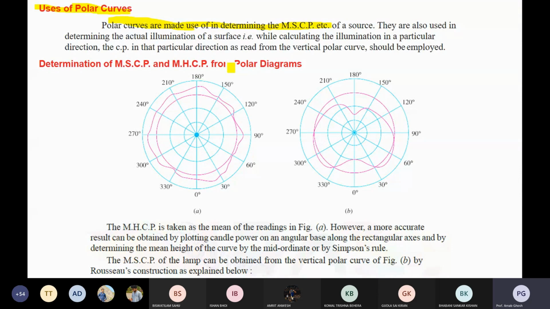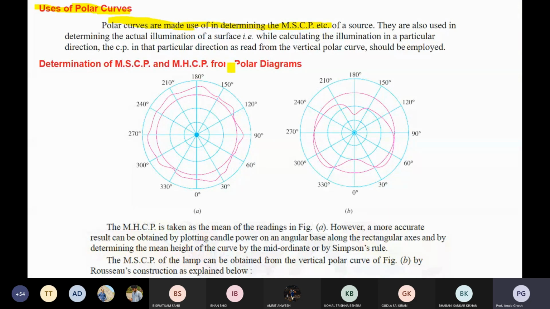So three things are there: mean spherical candle power, mean hemispherical candle power, and mean horizontal candle power, MHCP. So three things are there. Okay, so you have to calculate it. Okay, so based on that calculation you can plot the polar curve, or if you have that polar curve, you can get the value directly.